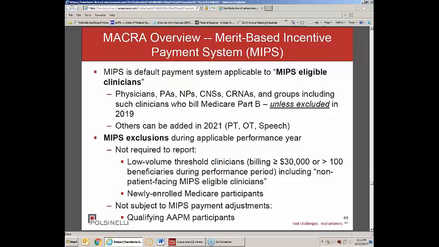We're still waiting for those. Some of the exclusions relate to low volume threshold clinicians and clinicians who are not patient-facing, newly enrolled clinicians who are just getting out of residency and have no idea what MIPS is and how to participate in it. And if you participate in one of the advanced payment models, you don't have to participate in the MIPS program. Next slide.